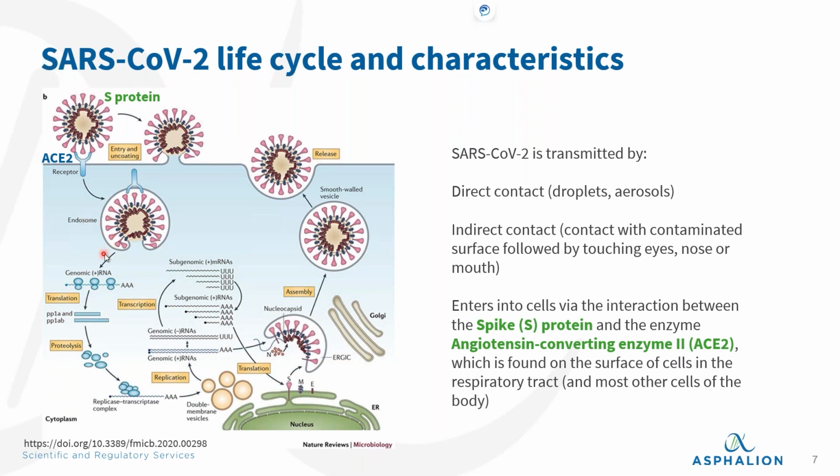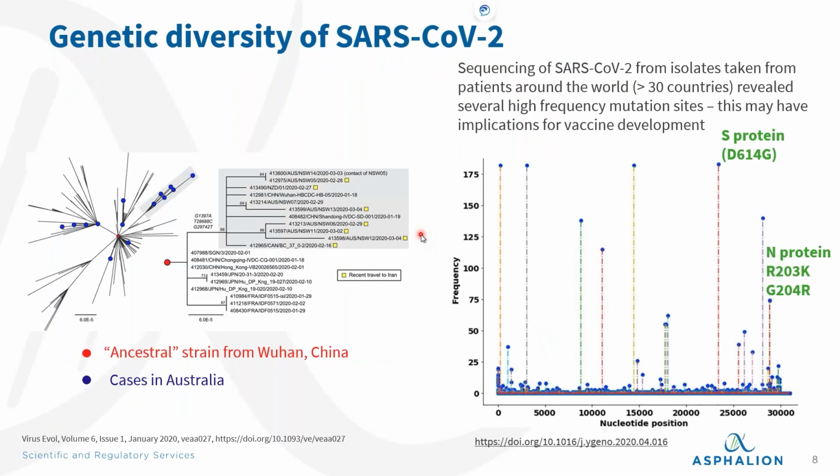Then it transcribes its genome, makes the nucleic acid protein, the surface protein, the membrane protein, and the envelope protein, packages the virus again, and then is released from the cell to infect more cells. So during this replication process, errors can be introduced, and this is what we see from the sequencing of SARS-CoV-2 isolates taken from patients around the world.